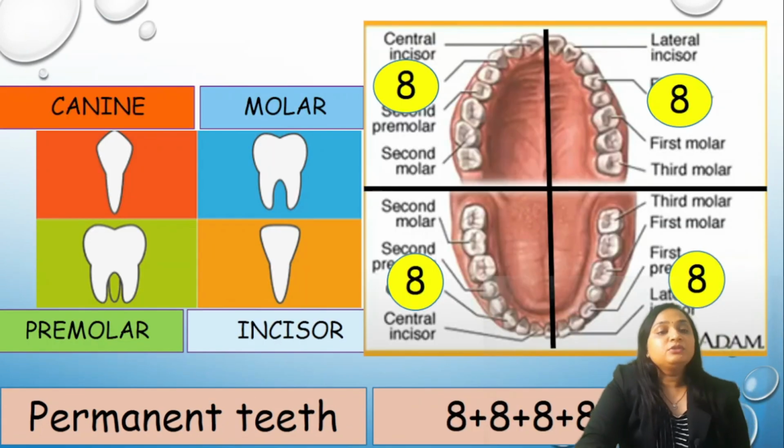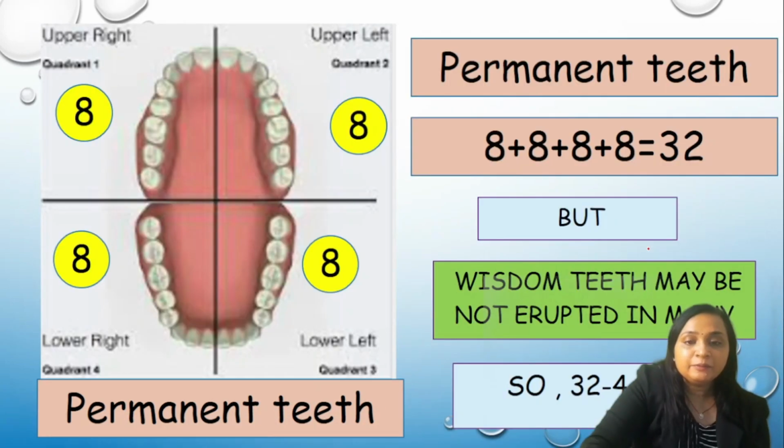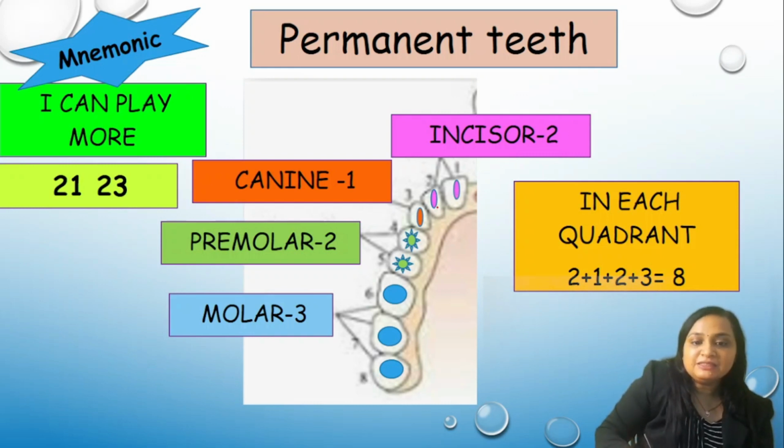Now let's learn about permanent teeth. If you take permanent teeth into consideration, it will be 8 in each quadrant. Which of them will be there? We'll learn in upcoming slides. So permanent teeth, if you divide each quadrant, there will be 8 teeth in each. There will be 2 incisors, central incisor and lateral incisor. The pink color is for incisors. So 2 incisors, 1 canine. There will be 2 premolars and there will be 3 molars.